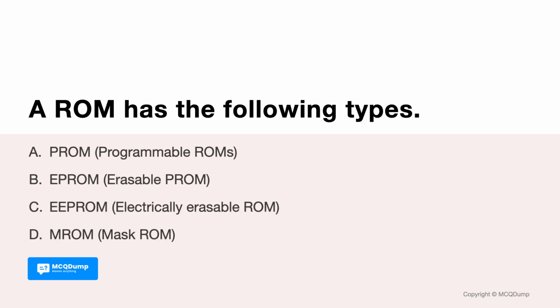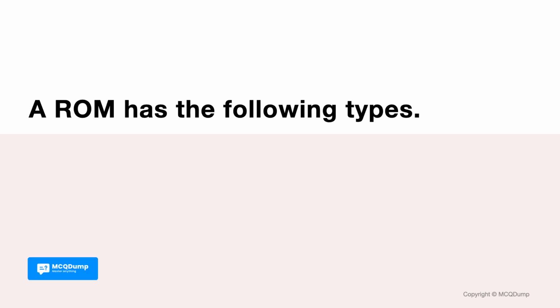A ROM has the following types. Options are A. PROM, programmable ROMs. B. EPROM, erasable PROM. C. EEPROM, electrically erasable ROM. And D. MROM, mask ROM. Answer is all the options are correct.